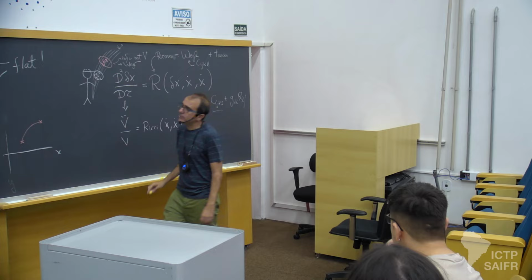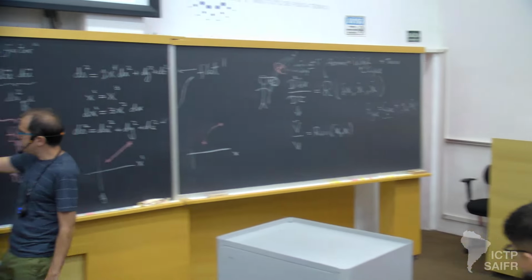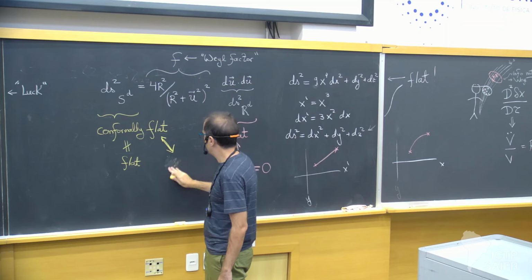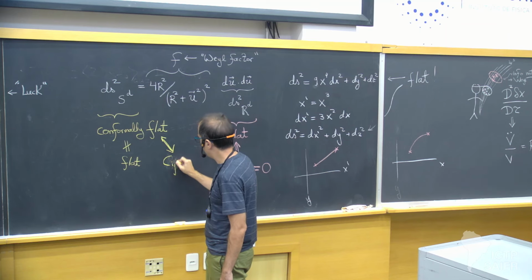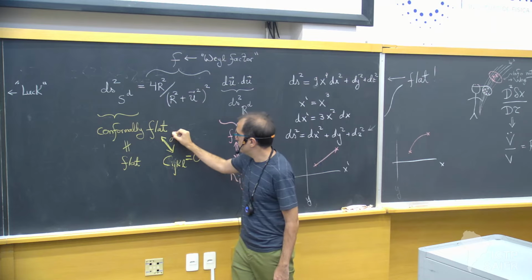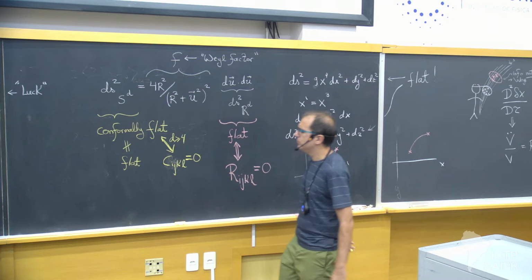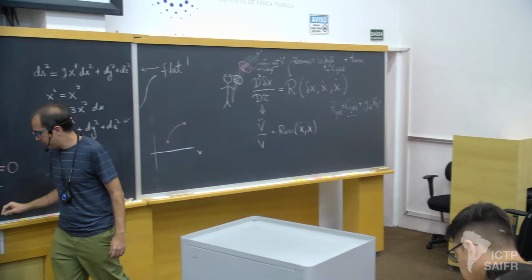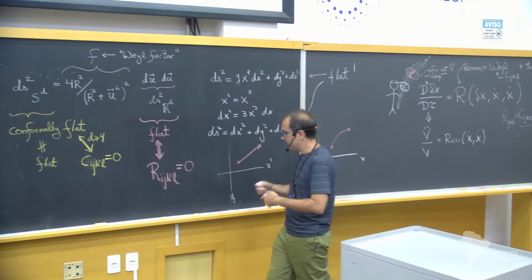And the metric is conformally flat. This is equivalent to Weyl being equal to zero. This is true in... okay? And so that's the answer to some question that someone asked during the class.